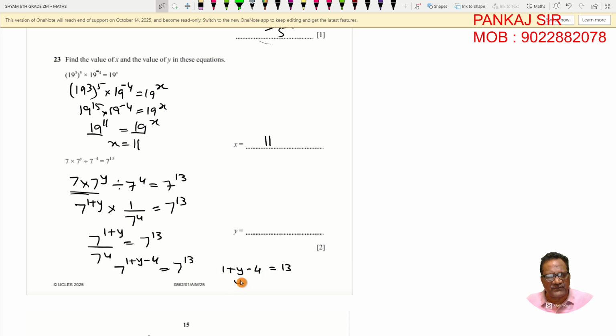So 1 minus 4 is minus 3. So 1y minus 3 is equal to 13. So my y will be equal to 13 plus 3, which is 16.